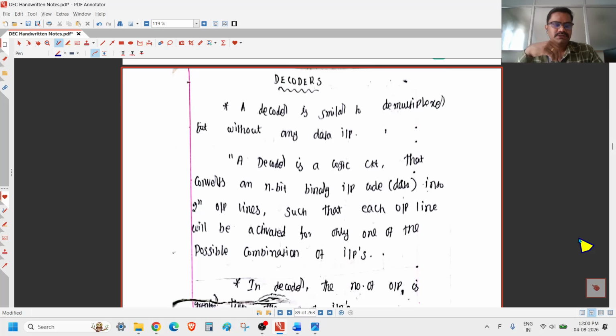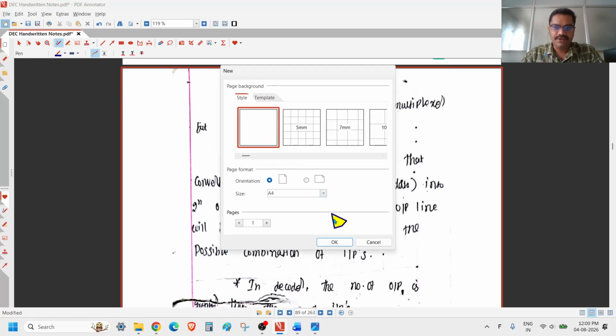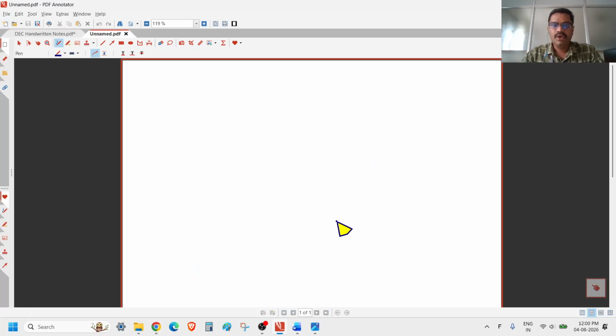I hope you can see the content screen. First, we are going to discuss the concept of decoder. In the previous video, we discussed the concept of multiplexer and demultiplexer. Actually, multiplexer is like encoder and demultiplexer is like decoder. Generally the concept is, let me open a blank screen. I hope you can see.